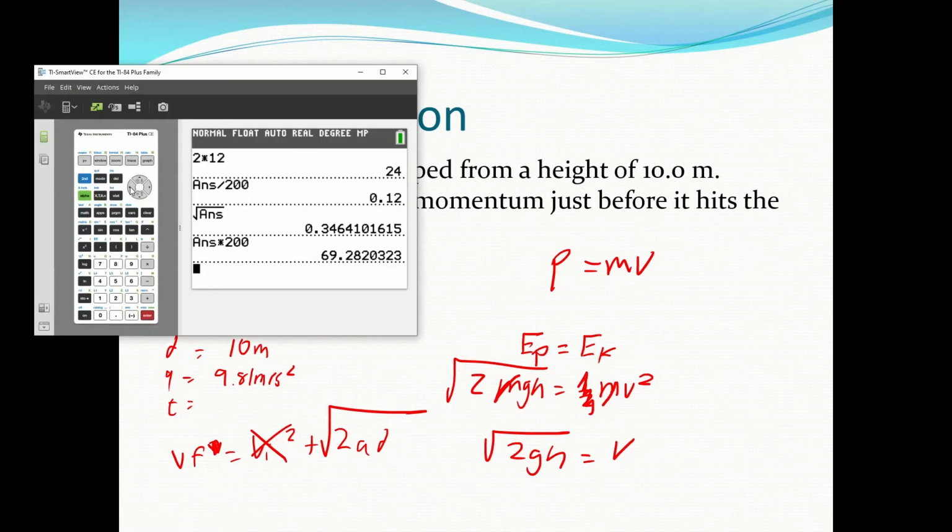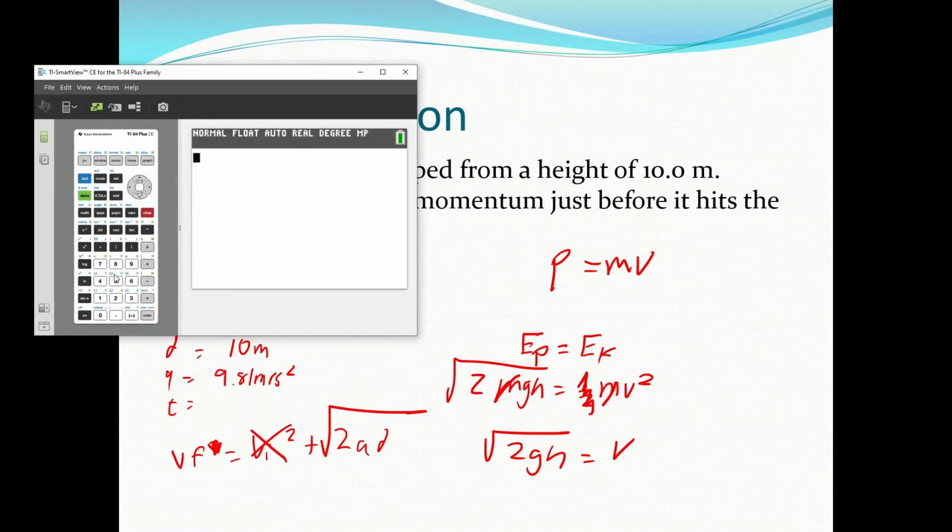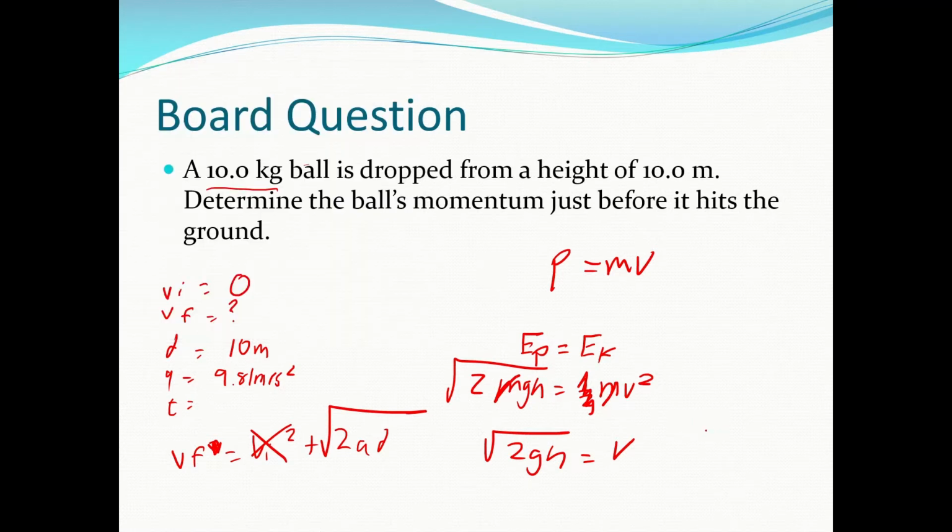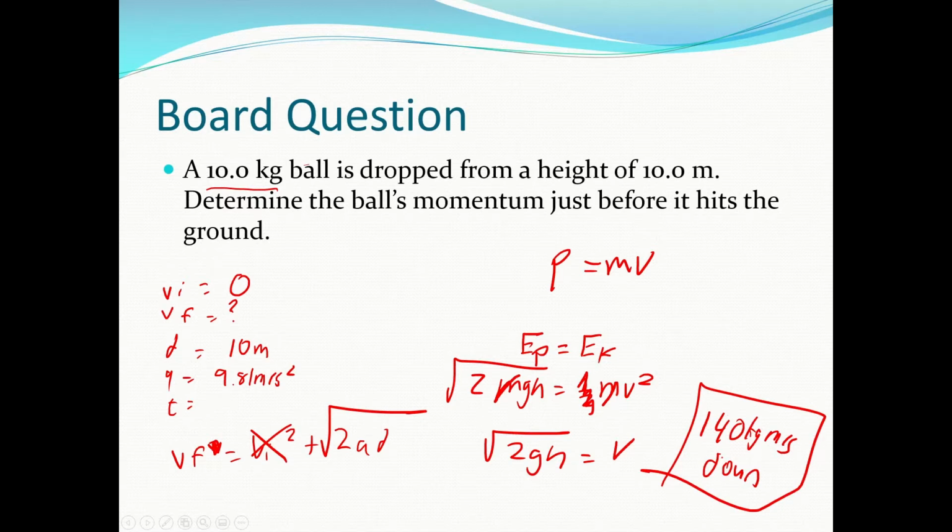So if we plug that all in, 2 times 9.81 times our height of 10 meters, and we square root it. We find our speed is 14. We multiply that by our mass, which is 10. We have 3 sig digs. We want to find our momentum, and it's going to be 140 kilograms meters per second, and it's obviously moving down in this situation, so we'd want to add that.